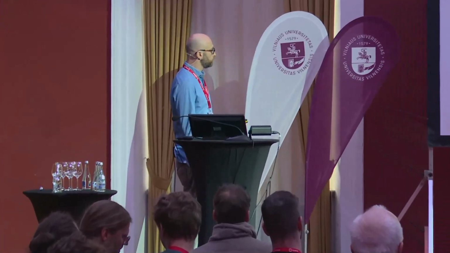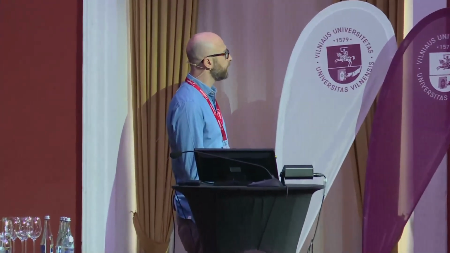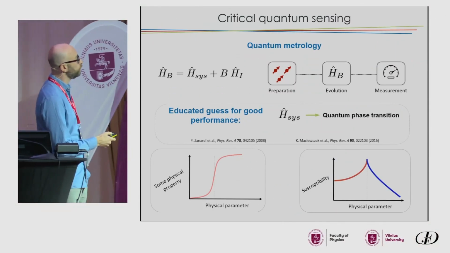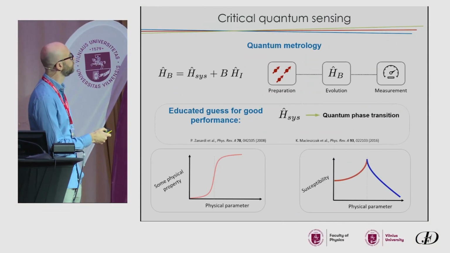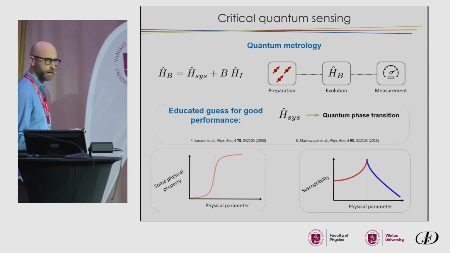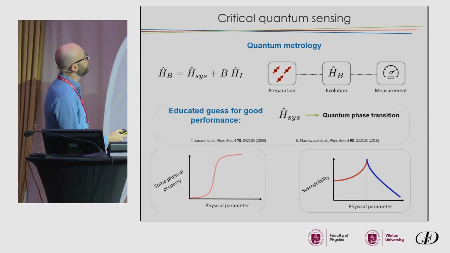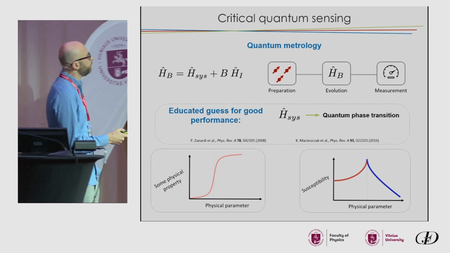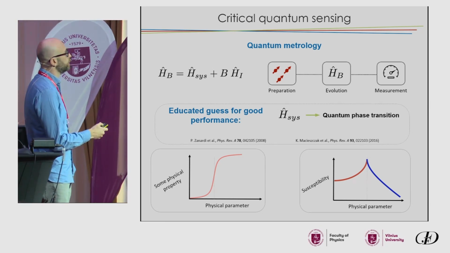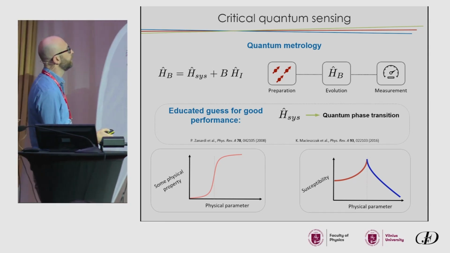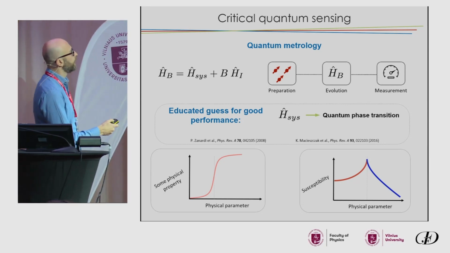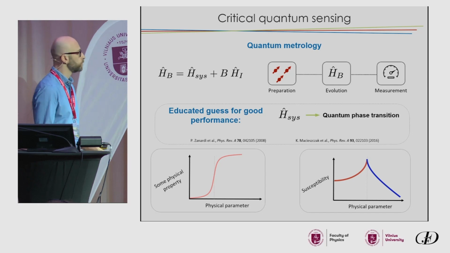So I'm going to talk about critical quantum sensing, and I'm going to address a problem that was introduced a few days ago by Matteo Paris, in fact. Basically, if you have some Hamiltonian and we want to estimate a parameter, and we have some freedom to add some other Hamiltonian term to estimate this parameter better, what kind of Hamiltonian is the most suitable?